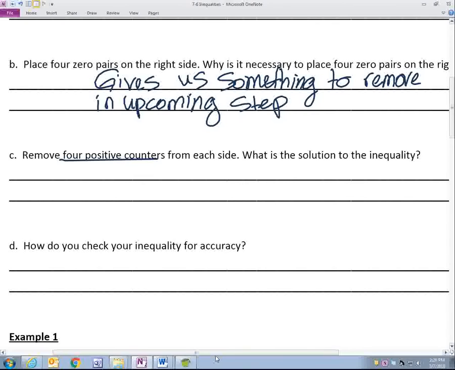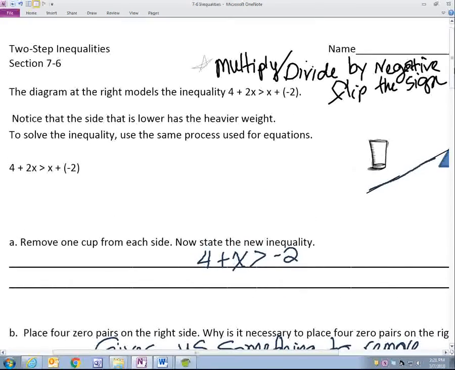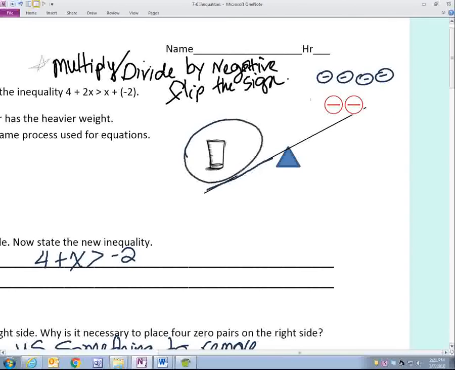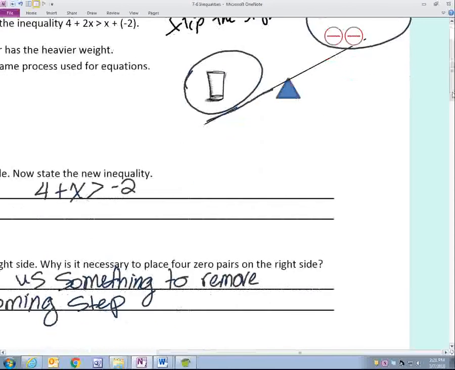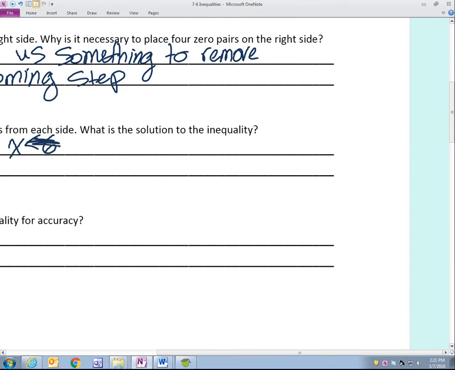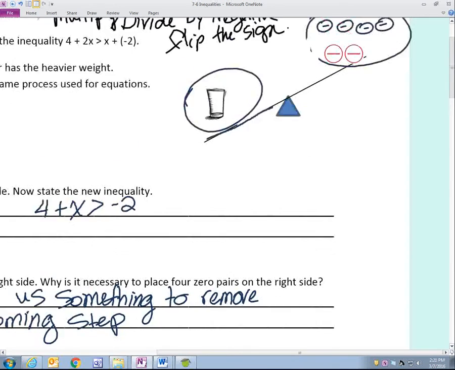So now what do you see in your balance? What does it say? What's the solution? Yes. It's x is less than negative 6. X is less than negative 6 because I have an x and I have 6 negatives. Should be greater than, not less than. You said less than. Should be greater than. It's a teeter-totter. The heavier weight stays in the bottom.